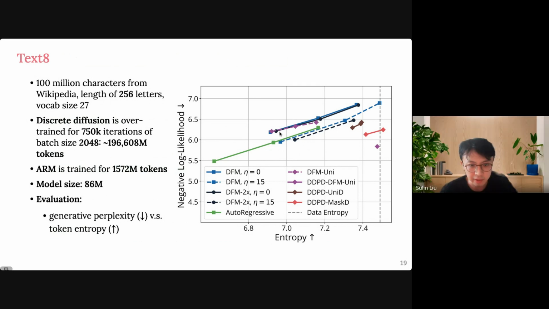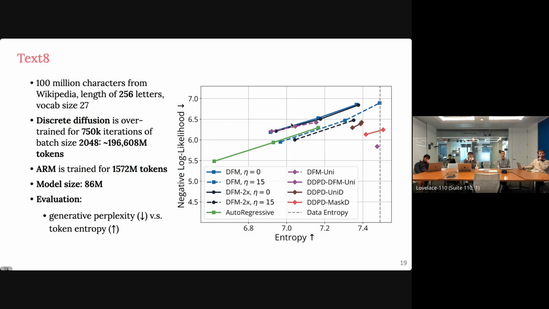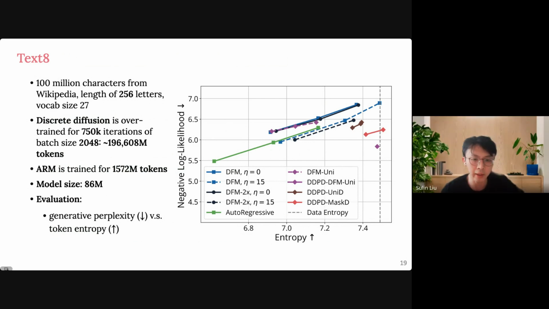The main takeaway is, first of all, you can apply this random remasking to the generation. When you do discrete diffusion, you can randomly reapply the mask to part of the tokens and then denoise those again. That corresponds to this method with eta equals 15. In those cases, it turns out to give you a better performance in terms of this negative log likelihood, which is a generative perplexity measured by a larger language model, versus this entropy measured on the generated sequences.